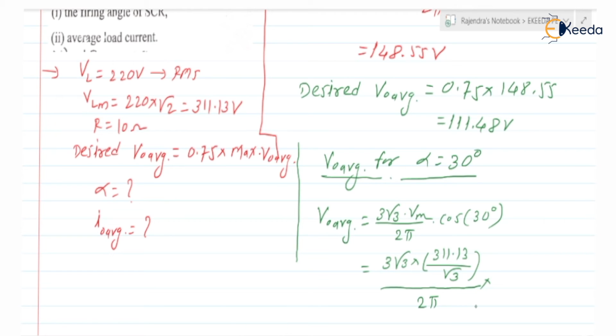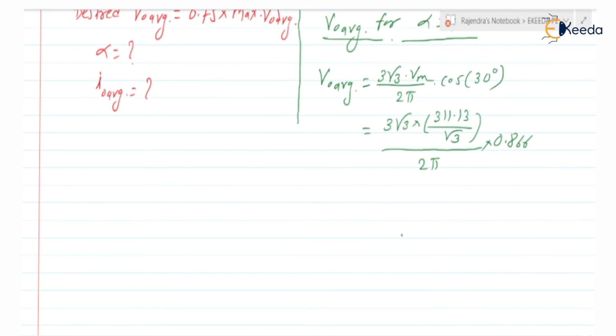So what is the cos 30? 0.866, right? Further we can write it as equal to 3 into 311.13 into 0.866 divided by 2 pi, which is 128.65. So 128.65 volt is the V0 average.